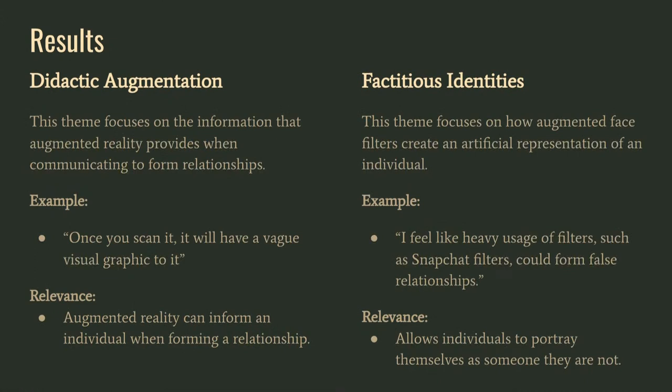Another theme that we identified within the interviews was factitious identities. This theme focuses on how augmented reality face filters can create an artificial representation of an individual. An example statement of this is, "I feel like heavy usage of filters, such as Snapchat filters, could form false relationships." This touches on the idea that with the help of augmented reality, individuals can present themselves as someone they are not when communicating and forming relationships online.